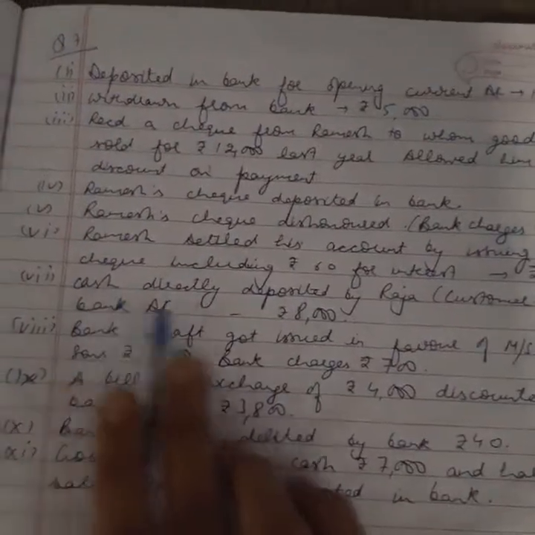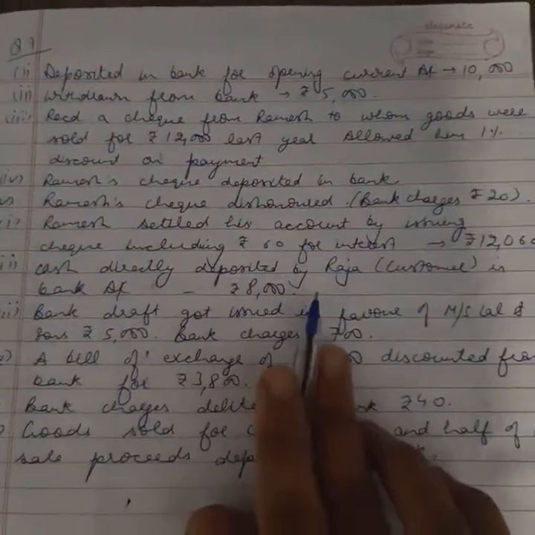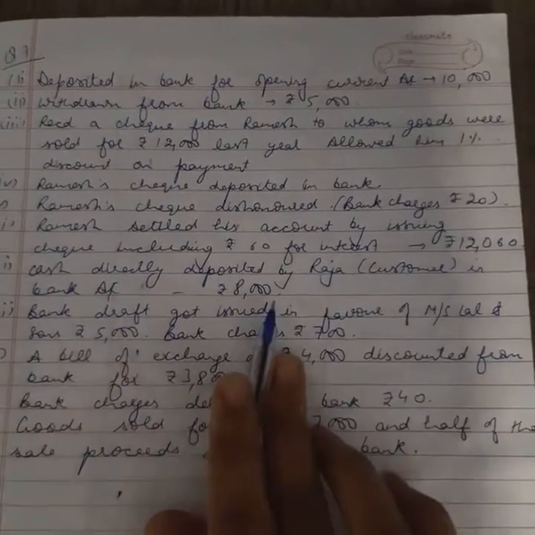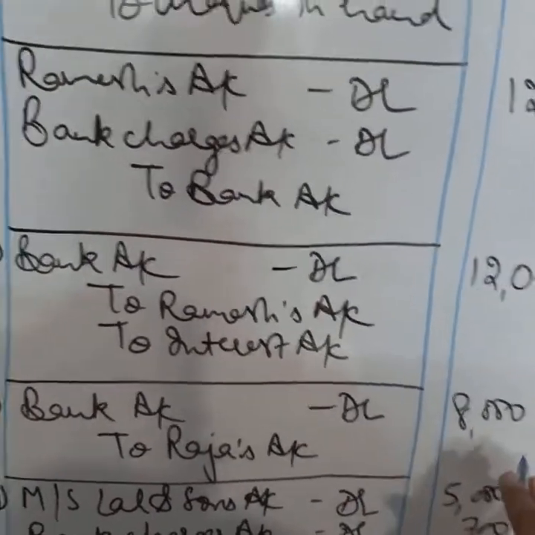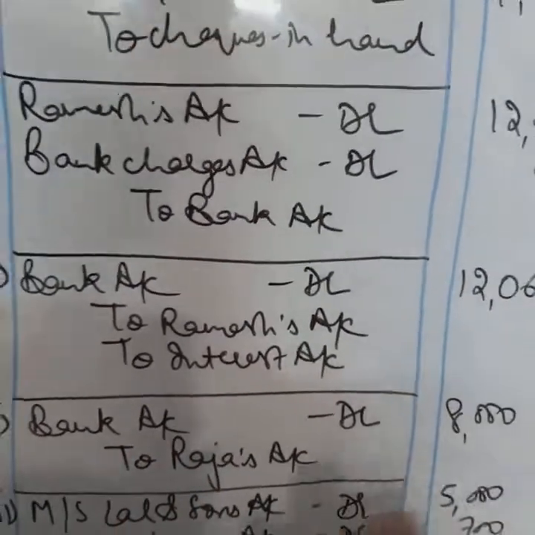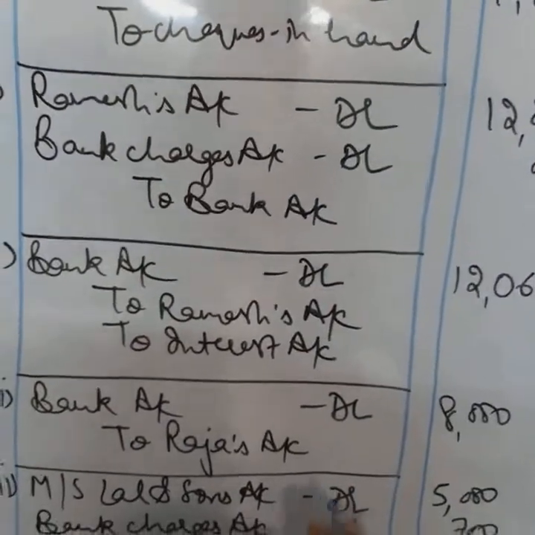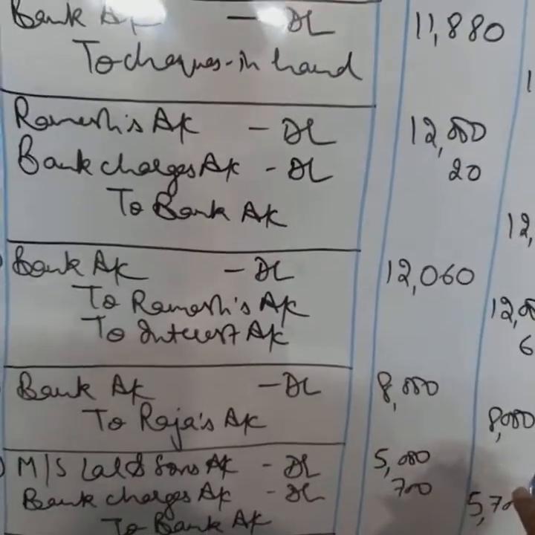Now the next point is cash directly deposited by Raja, customer in bank account with rupees 8,000. So directly bank account is increasing, its balance is increasing with 8,000. So bank account debited to the giver, Raja's account with rupees 8,000.